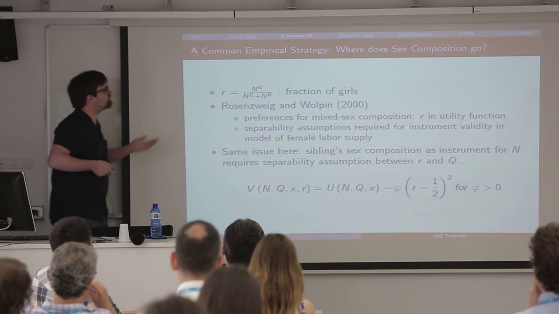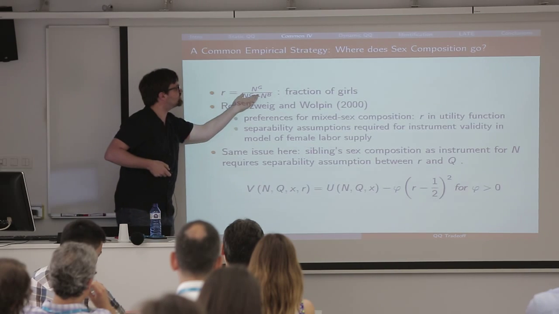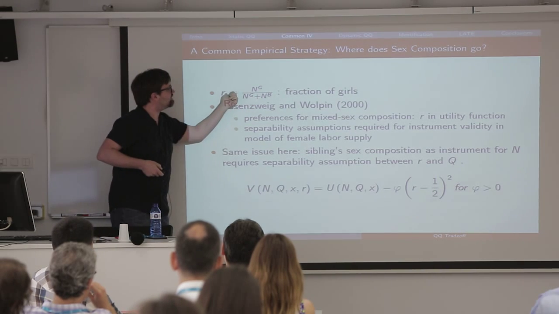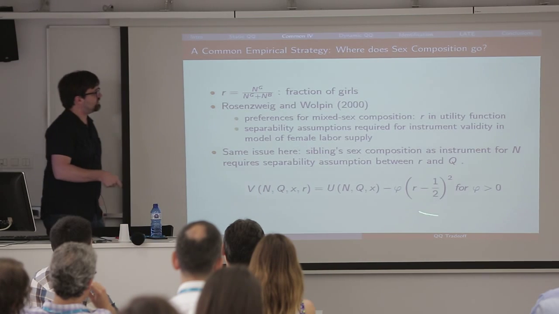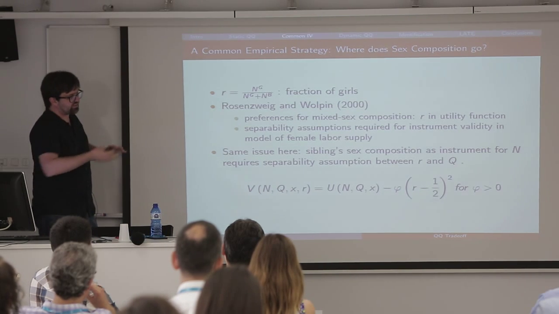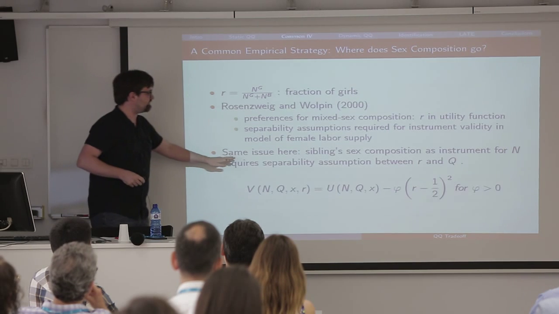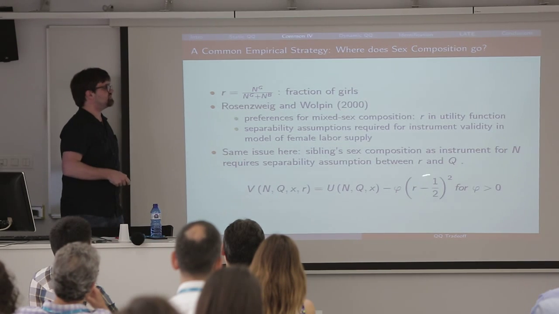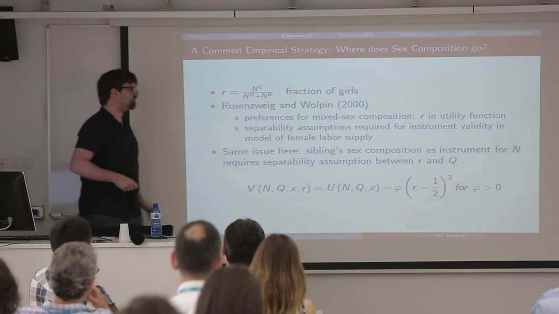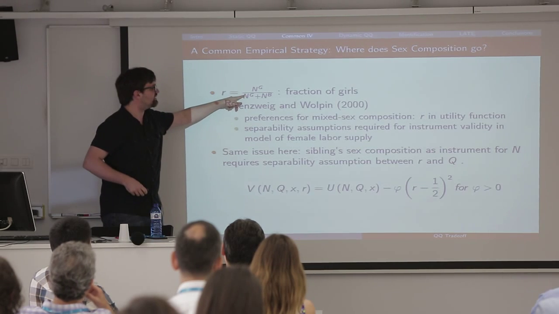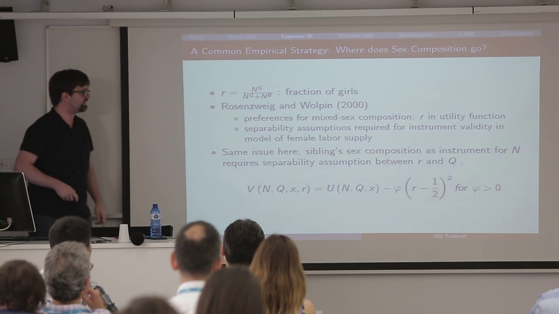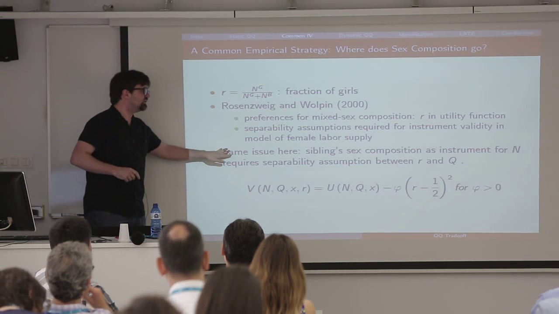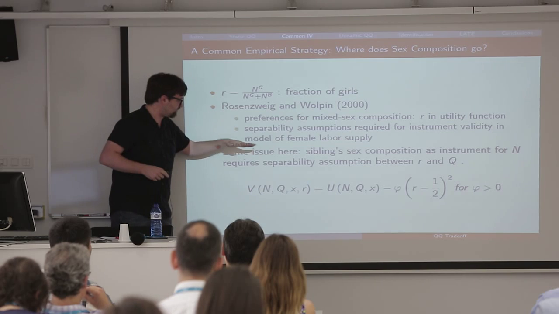Well, you can follow Rosenzweig and Volpin, who define this fraction of girls, little r, and then just put it into the utility function. Of course, again, ignoring the effect through the budget constraint and the hand-me-down cost savings, this is just an effect that says if you have an imbalance, something that moves away from 0.5, you're going to suffer some disutility.